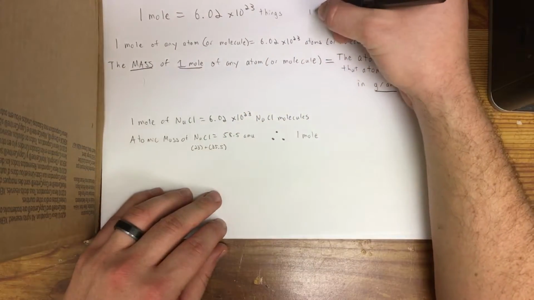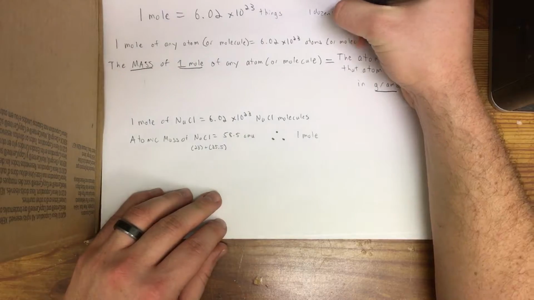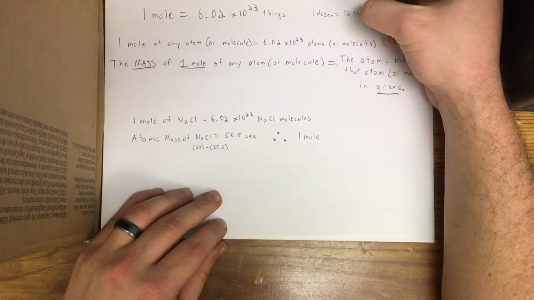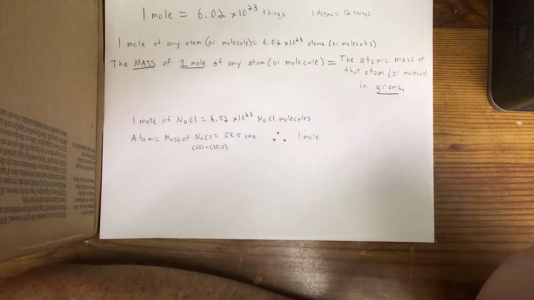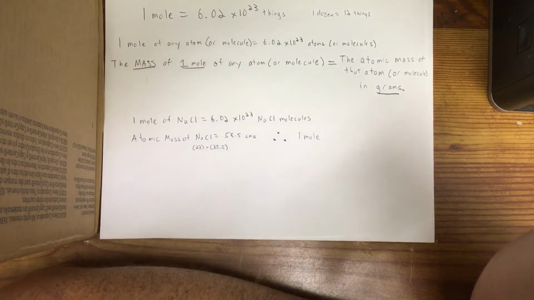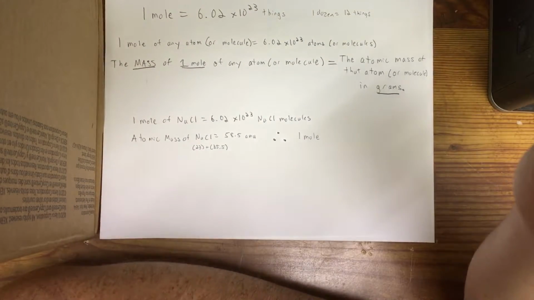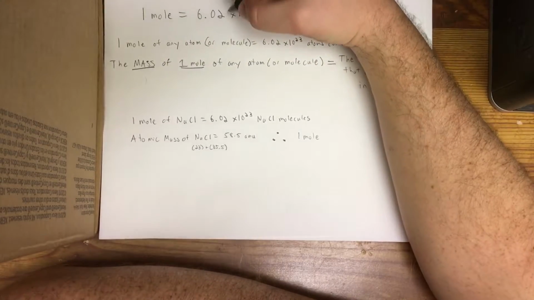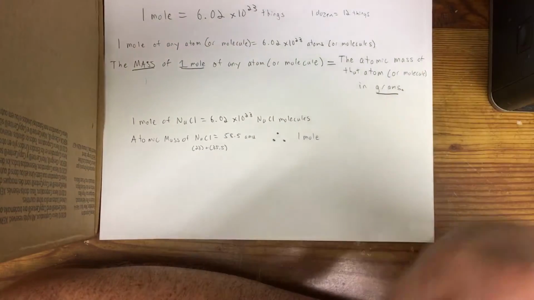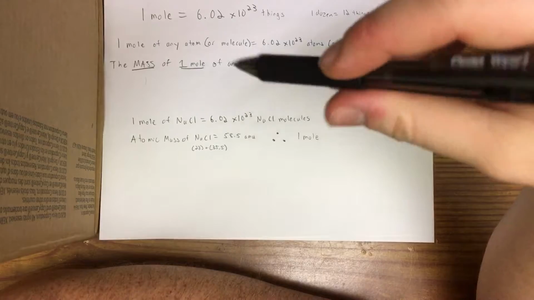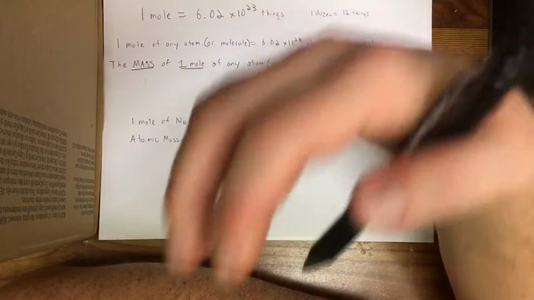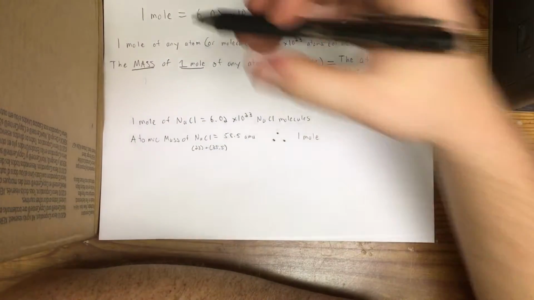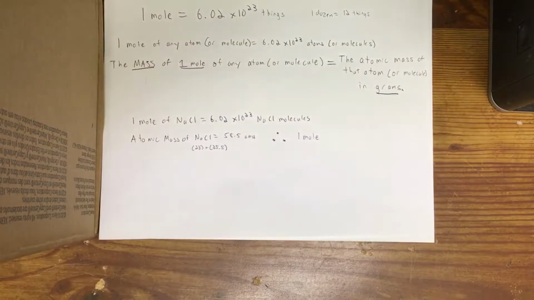1 dozen is 12 things. This number is used in practicality for things like numbers of eggs or numbers of donuts. This number is used practically for numbers of atoms, because as we've seen, weighing out or determining the same number of atoms is not a trivial task, and this number allows us to do it pretty easily.